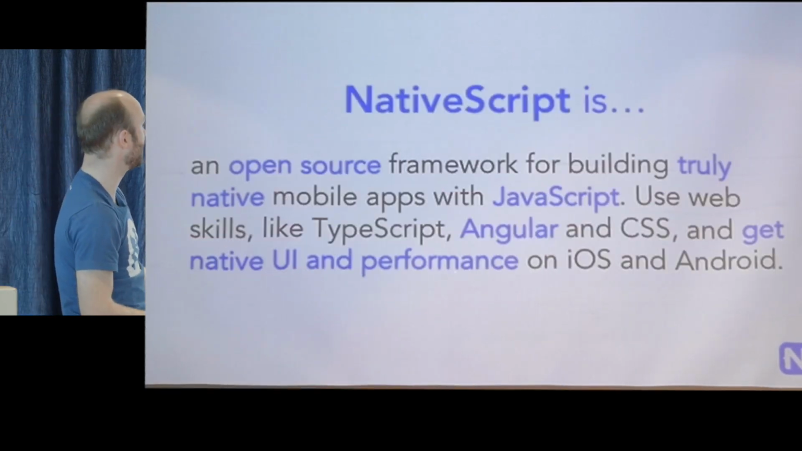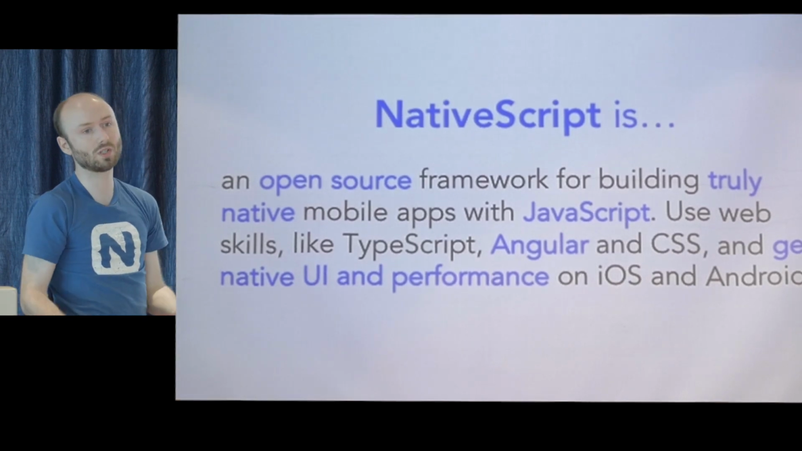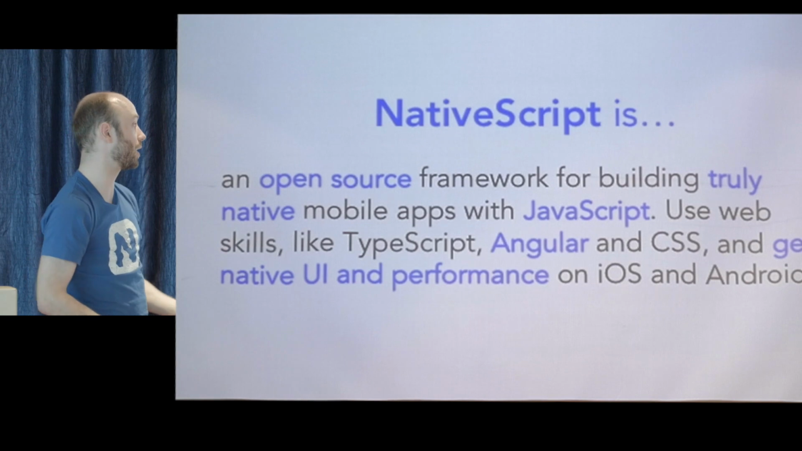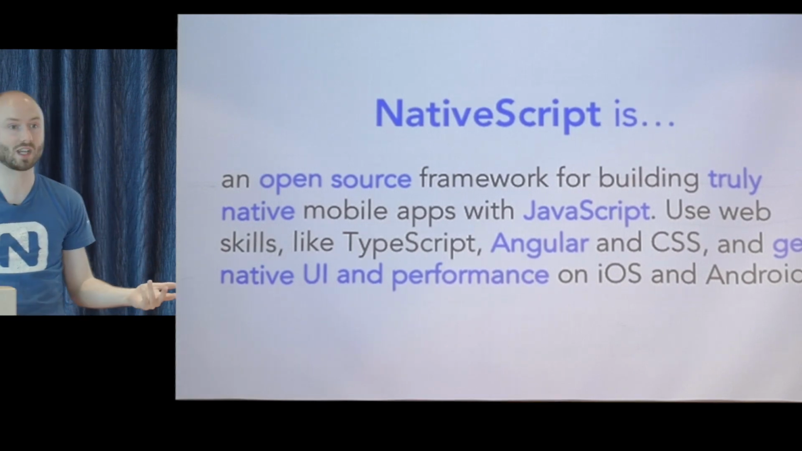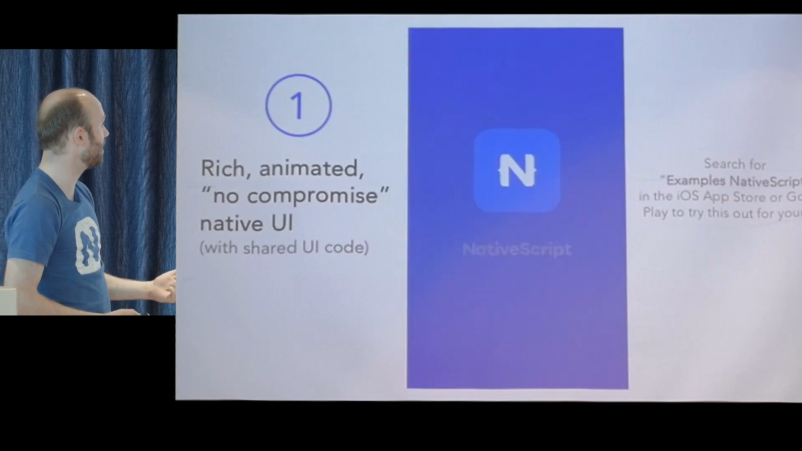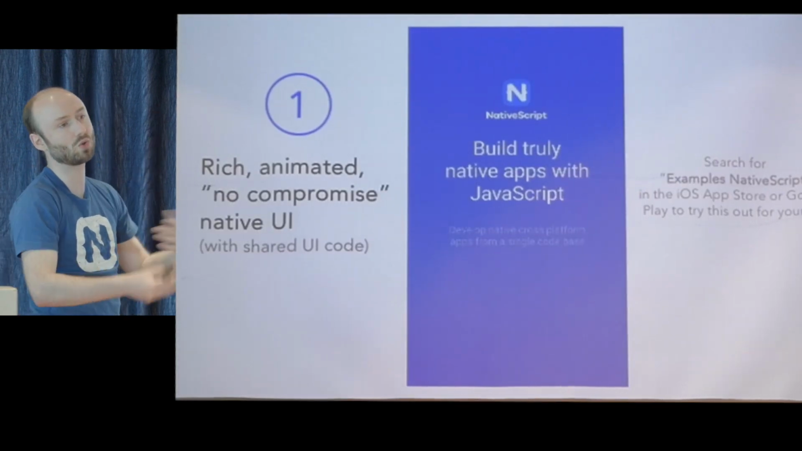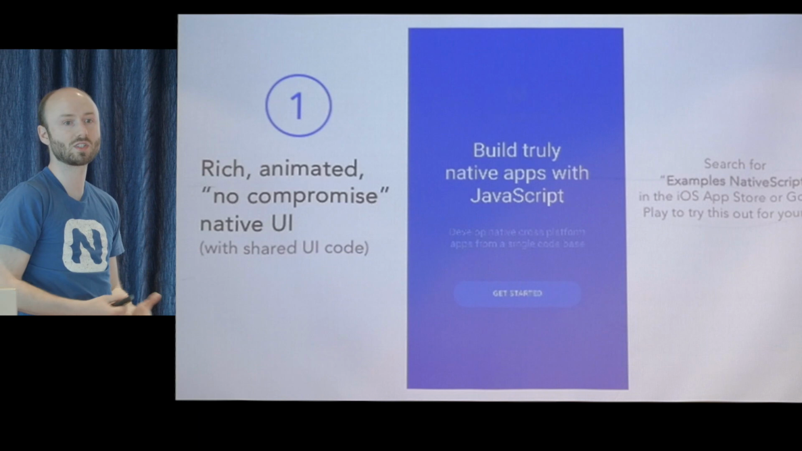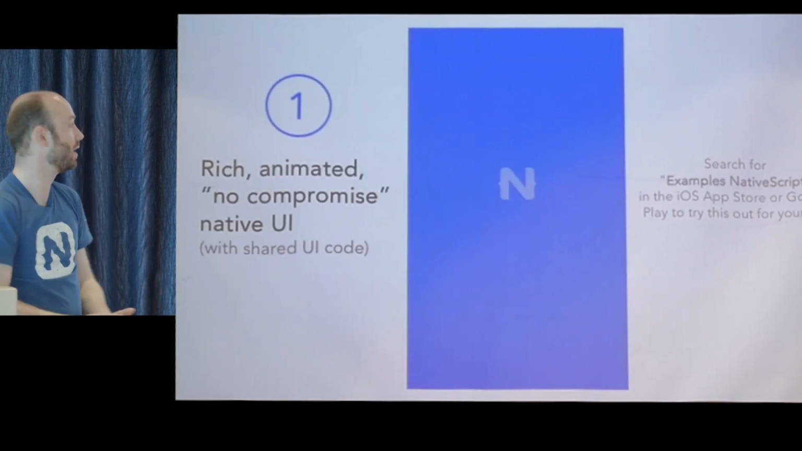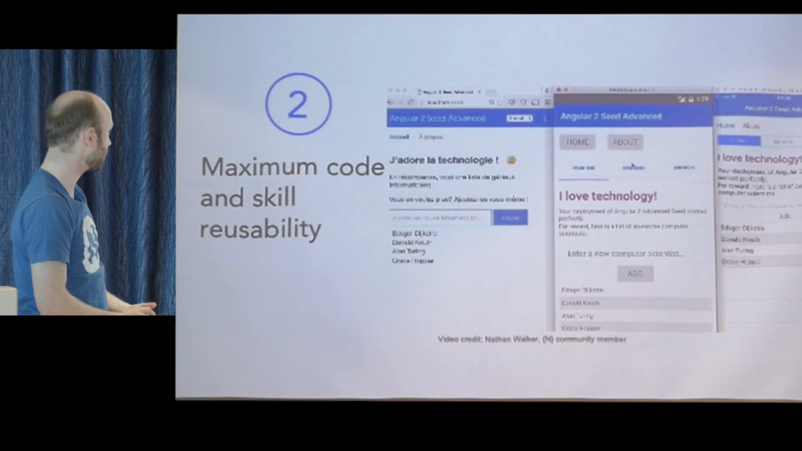So let me tell you quickly what NativeScript is. It's an open source framework that you can use with either JavaScript or Angular to build mobile applications with native UI. And it works both on iOS and Android. Some of the benefits that you get: because it's native UI, you get access to all the native animations, page transitions, pretty much everything that's native, you have access to it and you can take advantage of it.